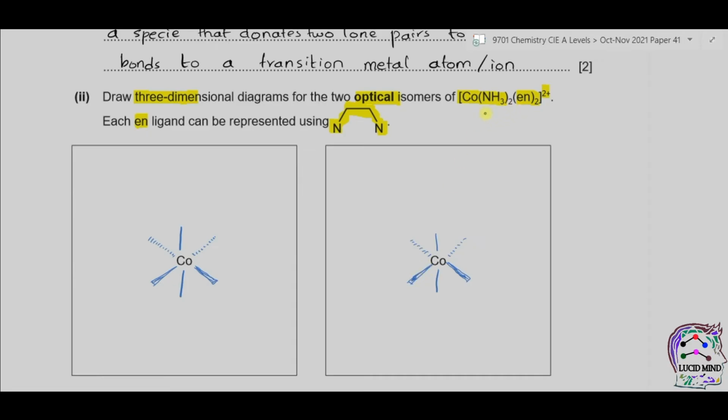Now among these two are ammonia. As these are the mirror images, so we can draw ammonia on this side. Then we have two ethylene diamine, so one nitrogen. Similarly, we can draw ethylene diamine on this side through this structure.